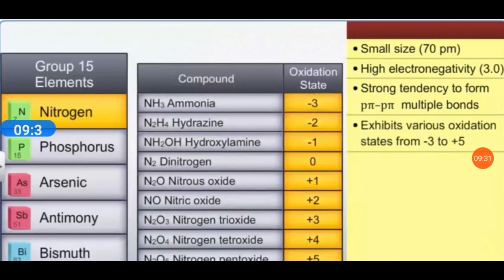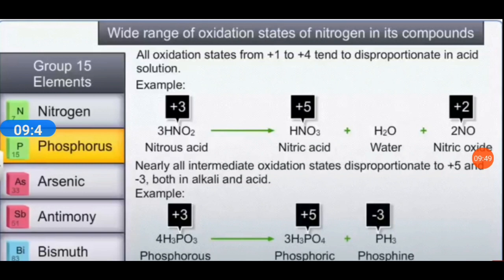Nitrogen has a small size, 70 picometer, has high electronegativity of 3.0, and shows a strong tendency to form p-pi multiple bonds. It exhibits various oxidation states from -3 to +5 as shown in different compounds here. A wide range of oxidation states of nitrogen in its compounds. It shows disproportionation reaction due to different oxidation states.